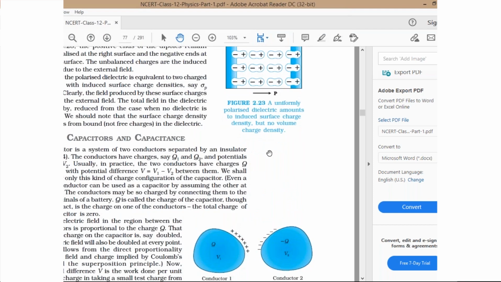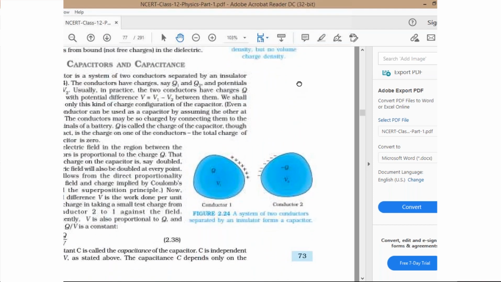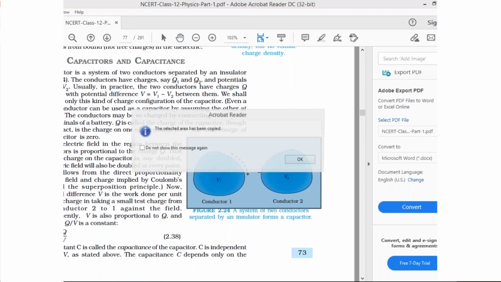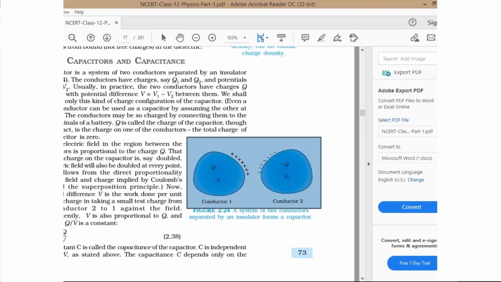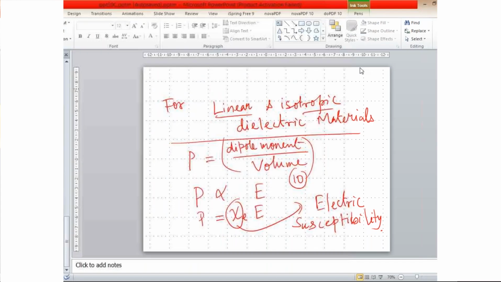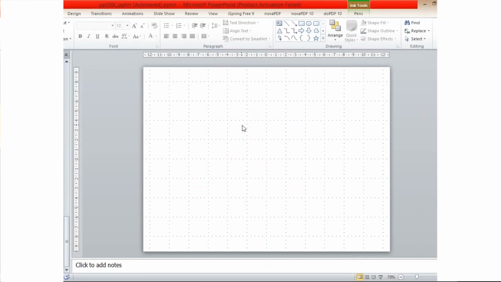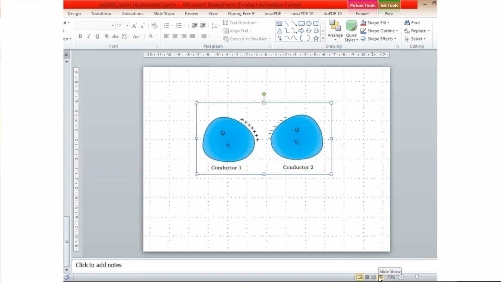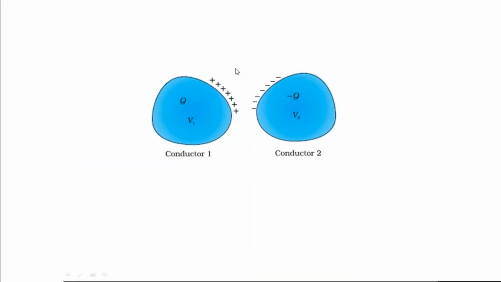Now today we'll start with a new topic called capacitor. Let us see what a capacitor is. As the name says, capacitor means it has some capacity to hold charges. A capacitor is nothing but a system of two conductors separated by an insulating material in between. See, it is a system.